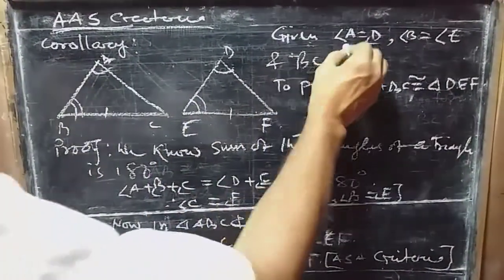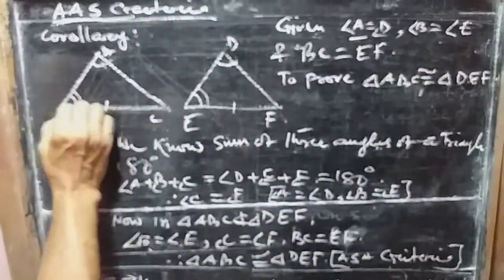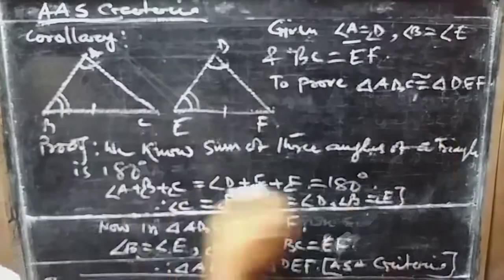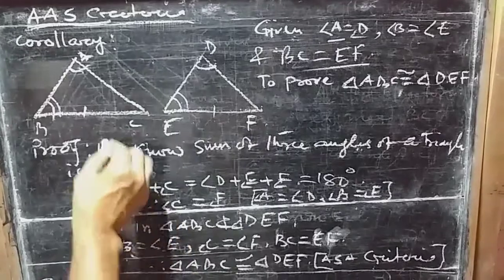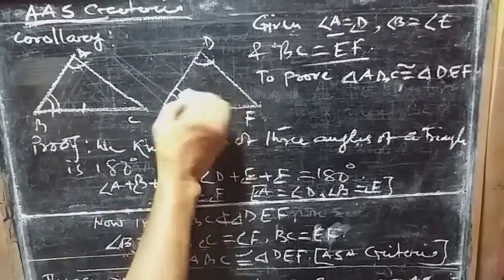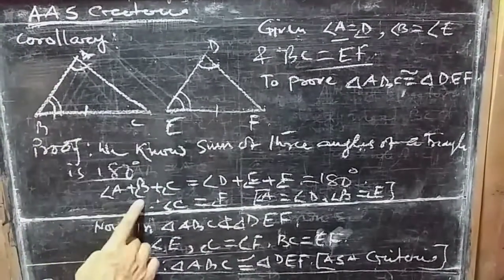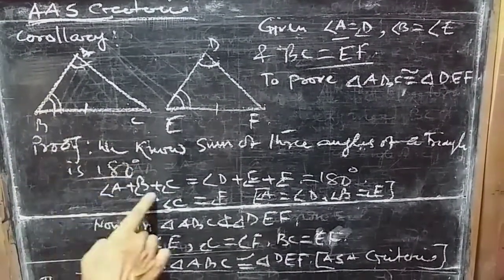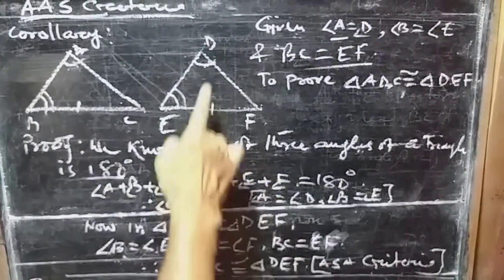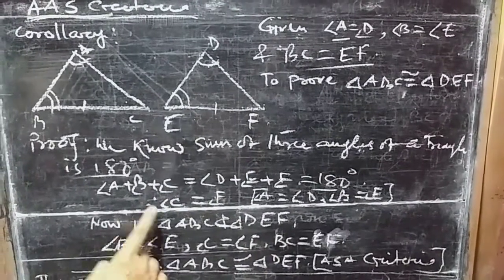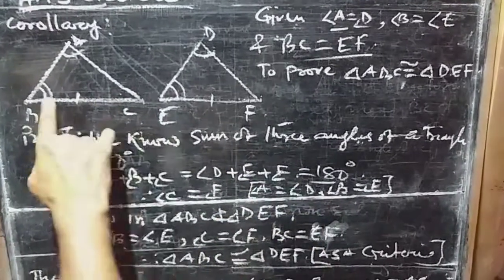Here it is given that angle A equals angle D, angle B equals angle E, and side BC equals EF. The angle C is not given here. We know the sum of the three angles of any triangle is 180 degrees. In triangle ABC, angle A plus angle B plus angle C is 180, and angle D plus angle E plus angle F is also 180.